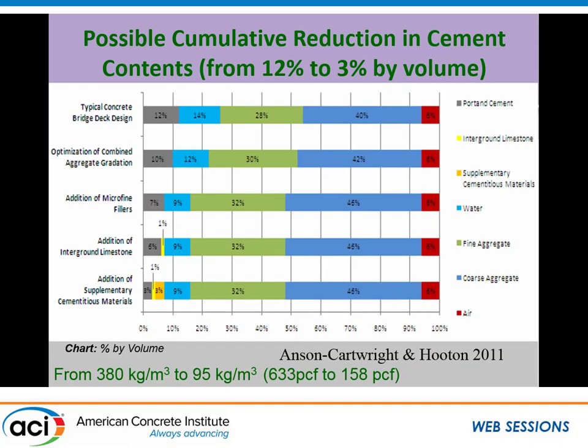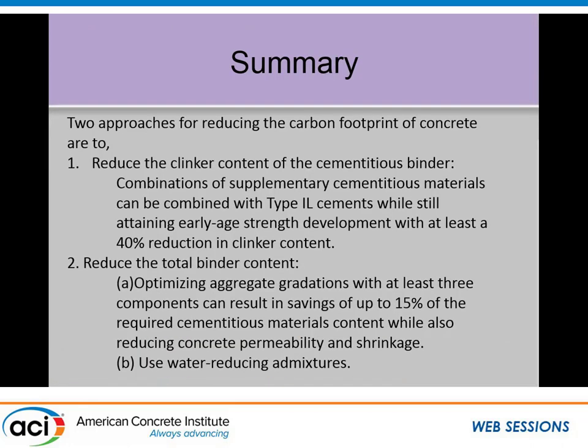In fact, when my student was doing work, we did a bunch of other things, including using microfines. And we were able to take a mix with 380 kgs of cement down to 95 kgs of cement, so 633 to 158 pounds per cubic yard, so it should be cubic yard there, and get the same performance out of the concrete. Now, I haven't shown you all that stuff, but that's a whole other story. Just doing simple things without worrying about getting into microfines, we're able to get a huge change in the greenhouse gas emissions or cement contents. So we can do a couple of things: reduce the clinker content of the cementitious binder and reduce the total binder content. They're two separate issues. And we can do them using fairly simple things, as I said.